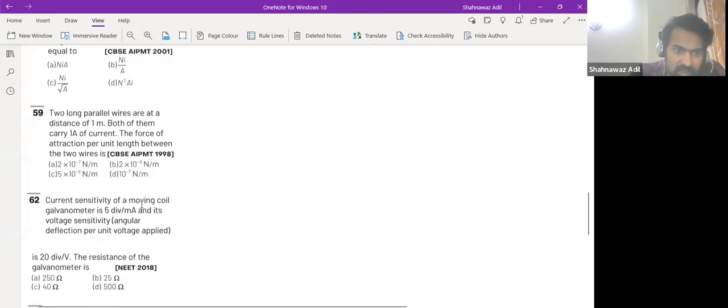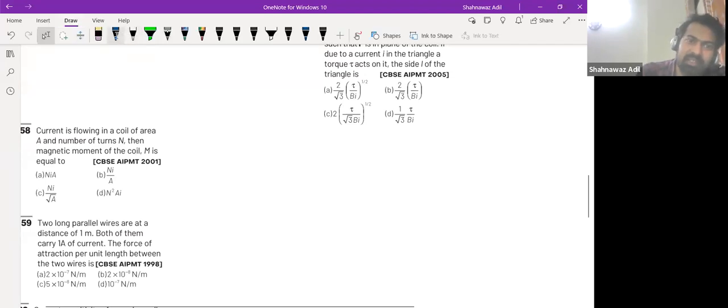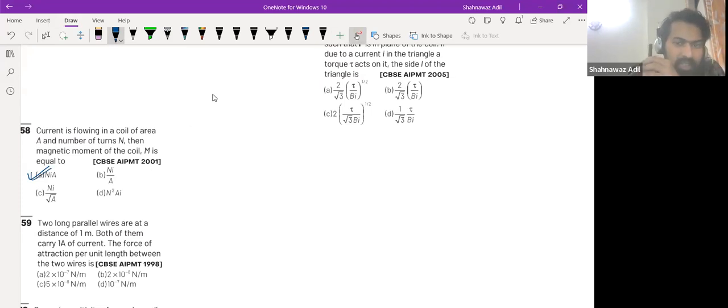So this question we have done. Current is flowing in a coil of area A, number of turns n, then the magnetic moment of the coil M is equal to what? What would be the answer, guys? This is a direct question, right? So it's a very tough question. Okay, so now this part is done.